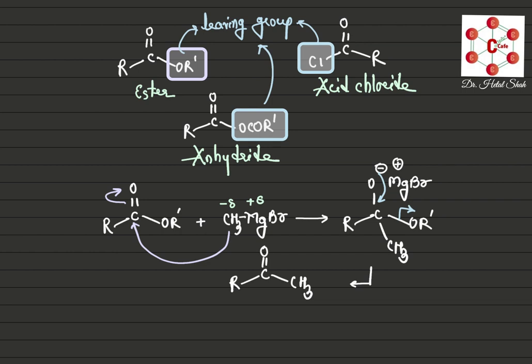So what you get along with this is plus MgBr OR dash, right? If I would have taken acid chloride, instead of OR dash, I would have got Cl. And if I would have taken anhydride, I would have got OCOR dash. But the rest would remain the same. They are all leaving groups. They do the same thing.